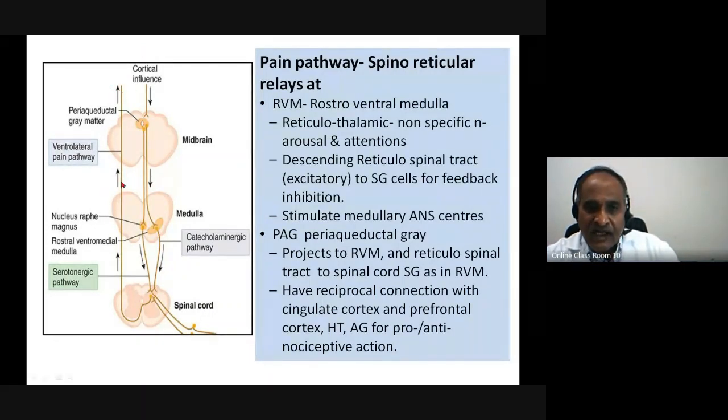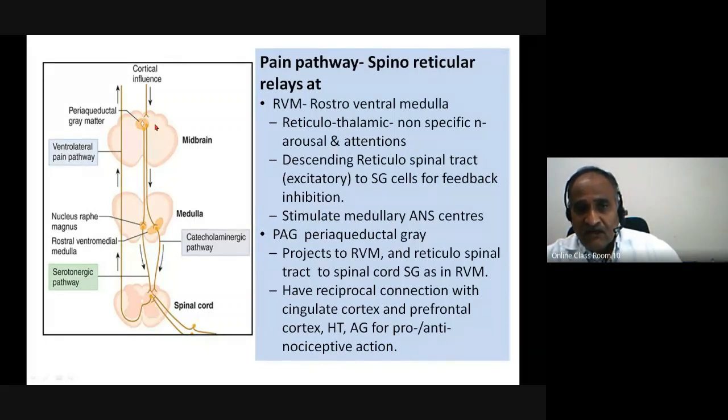So this lateral spinothalamic tract reaches whatever the sites as a neospinothalamic or paleospinothalamic, and in between it gives collaterals to the rostroventral medulla. This rostroventral medulla forms the reticular system, and this in turn projects to the thalamus independent of this pathway, a reticulothalamic pathway. The reticulothalamic pathway reaches the non-specific nuclei of the thalamus for arousal and attention response.